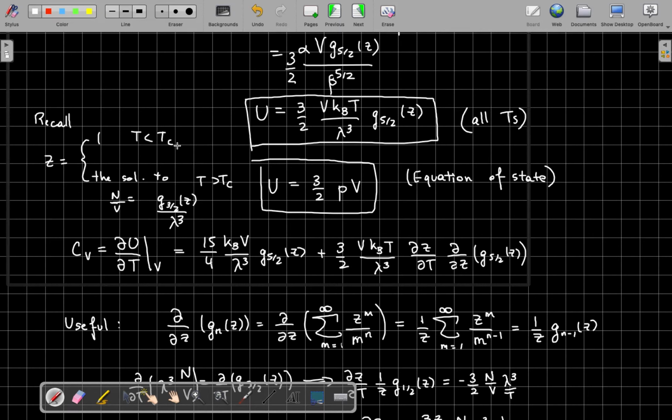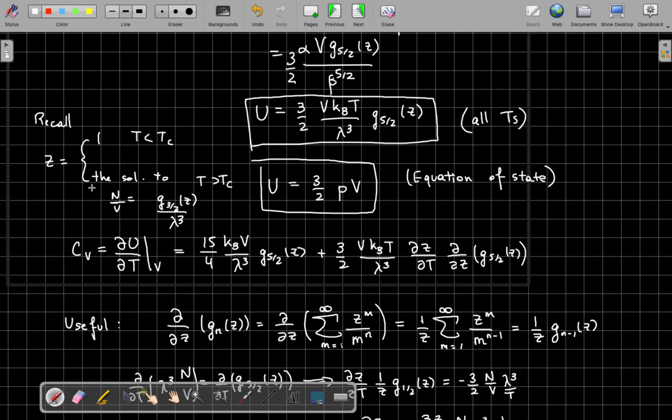Or another way to look at it is, below the critical temperature, the number of excited states is fixed. It's going to remain fixed at the critical density, the critical number of particles in the excited states. And so for that to remain fixed, you need Z to be fixed to 1. Okay, so this is the behavior of the fugacity.